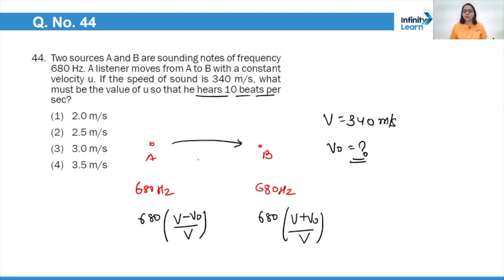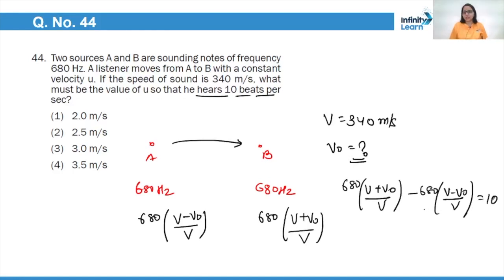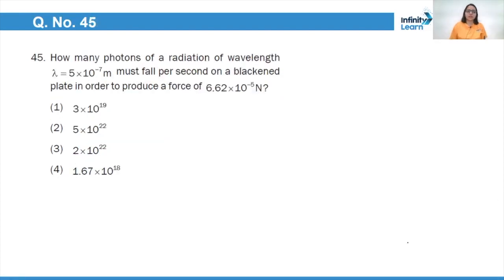Now the difference in frequency will give you the beat frequency, that is equal to 680 into (V plus VO) divided by V, minus 680 into (V minus VO) divided by V, and that should be 10, right? So after solving this, you can get the value of velocity VO as 2.5 meter per second, which is option 2.